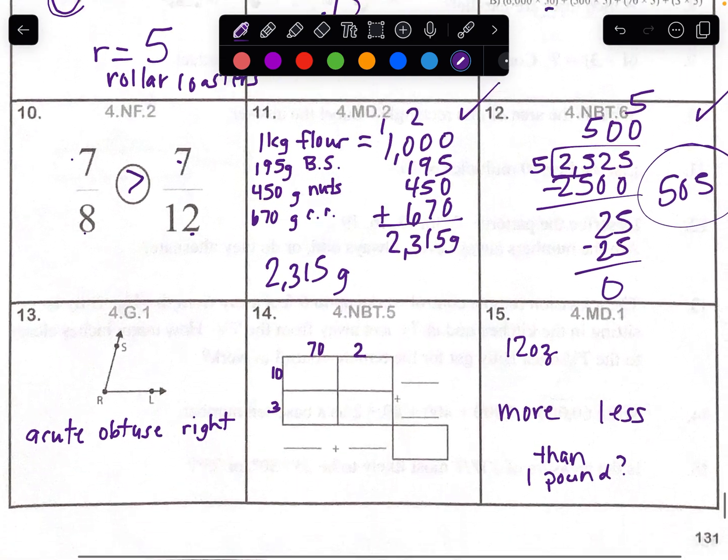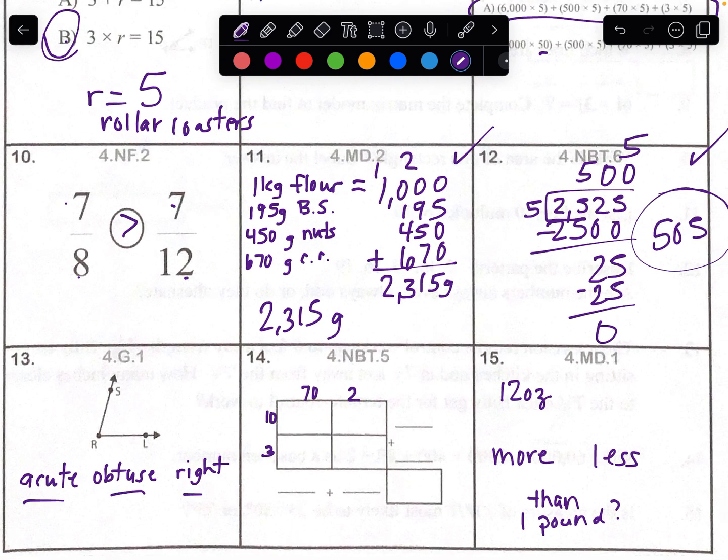All right, number 13, is that acute, obtuse, or right? Acute is the correct answer.